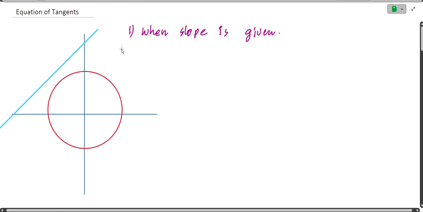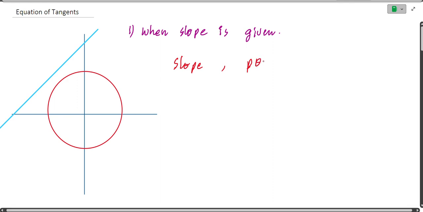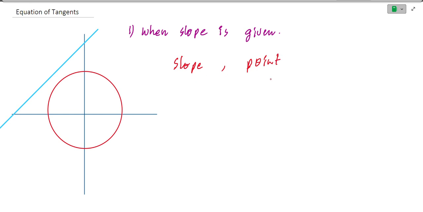Okay, so let me discuss the first condition, whenever the slope of the tangent is given. So now we know that equation of a tangent means we are finding the equation of a straight line that is becoming tangent to the given circle. Okay, so to find the equation of a straight line, we require two things. One is slope, another one is a point. So with the help of these two, we can find the equation of a straight line.